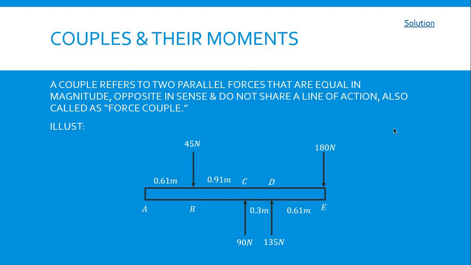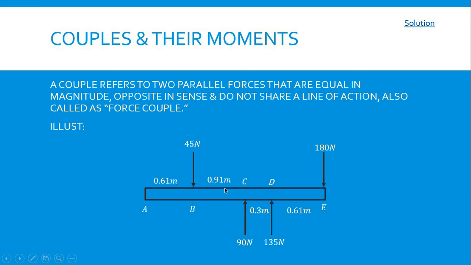So first, what is a couple? A couple refers to two or more parallel forces that are equal in magnitude, opposite in sense, and do not share a line of action, also called a force couple. So this is an example illustration of a couple with two parallel forces.